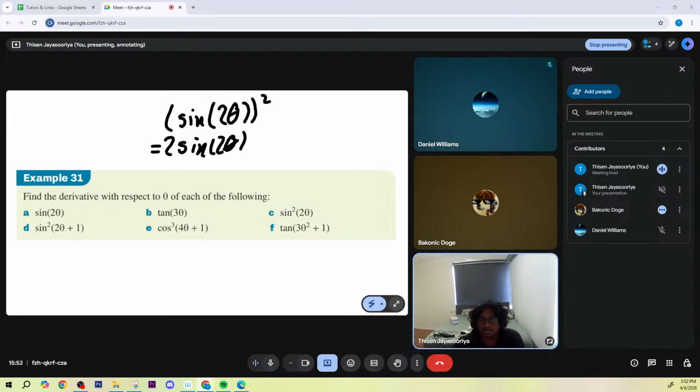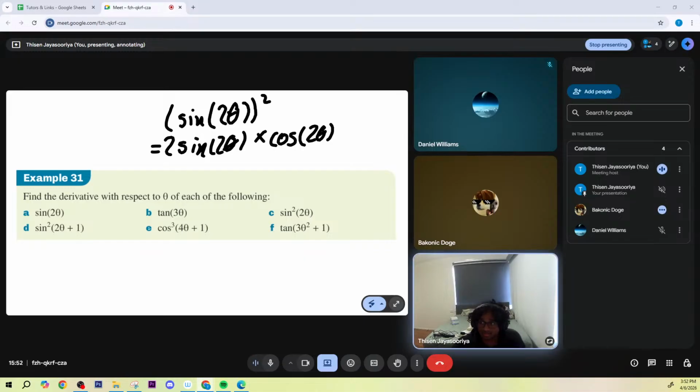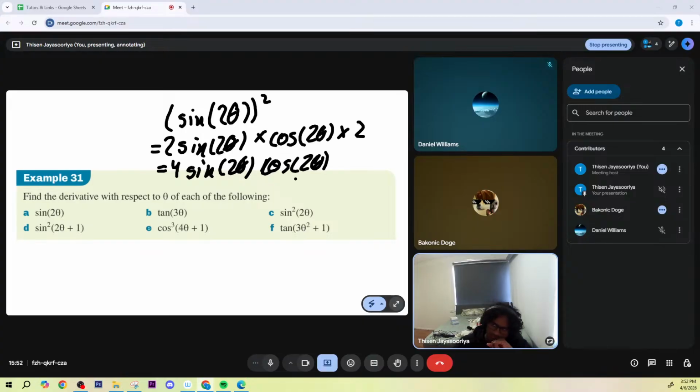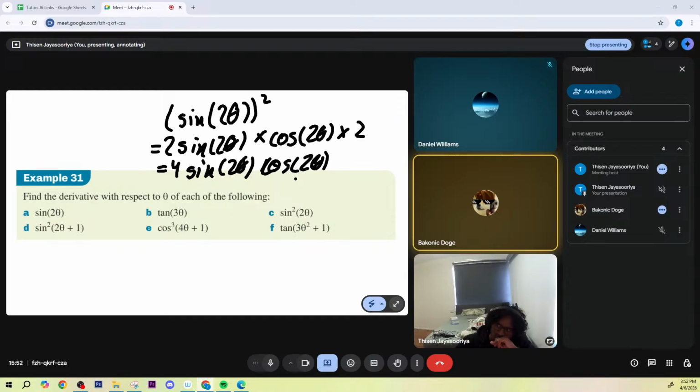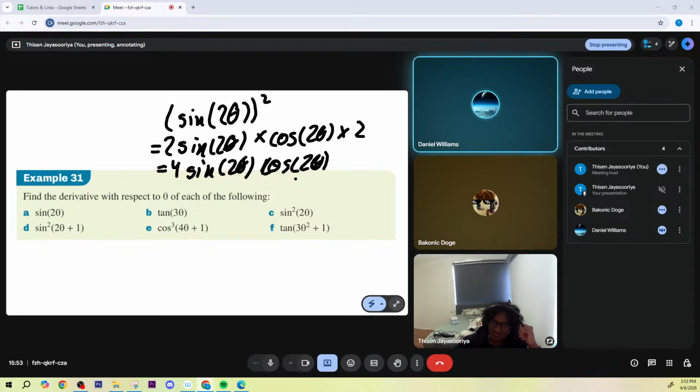Then we go inside. Oh wait, so we're doing double layer again. Yeah. Then we times by the derivative of the inside, which is just 2. So we get here 4 sine of 2 theta cos of 2 theta. Does that make sense, Daniel? Yeah, that does, looking at those formulas.